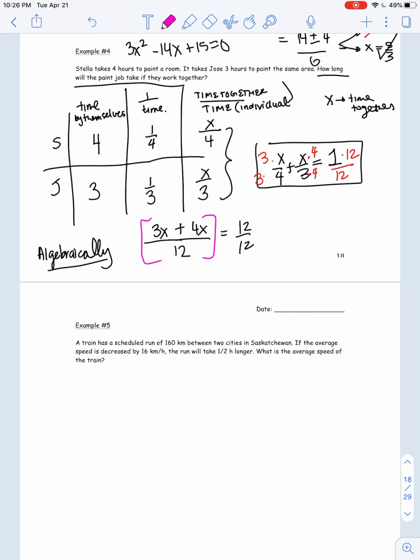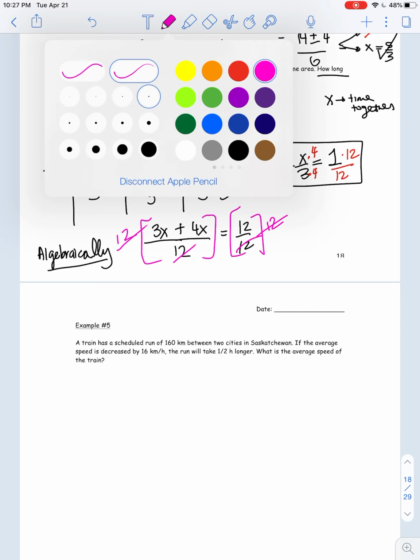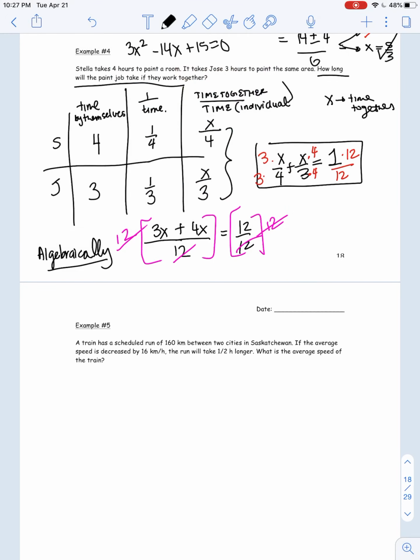And now what we do is we multiply this side by 12, this side by 12, and what those are doing is crossing off the denominators. So what you're left with is 3x plus 4x is 7x, and that's equal to 12. And then you're going to divide by 7 on both sides. X equals, you can put that into your calculator if you want, 12 divided by 7, and that's equal to approximately 1.7 hours. So that's how long it takes them to do the job together.